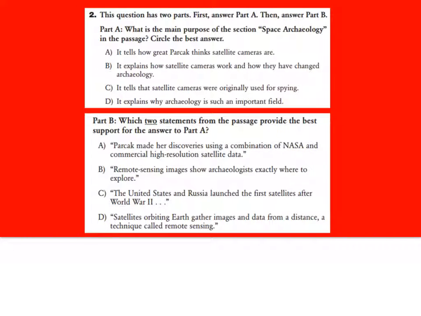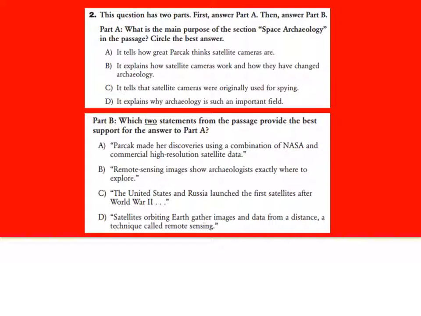This question has two parts. First, answer part A, then answer part B. Part A. What is the main purpose of the section Space Archaeology in the passage? Circle the best answer. A. It tells how great Parsac thinks satellite cameras are. B. It explains how satellite cameras work and how they have changed archaeology.